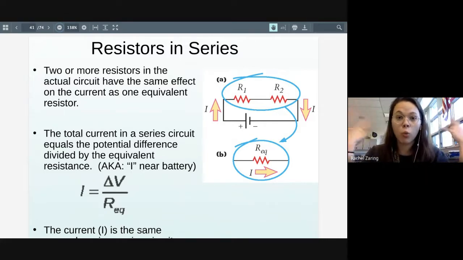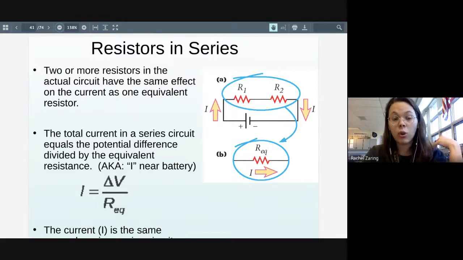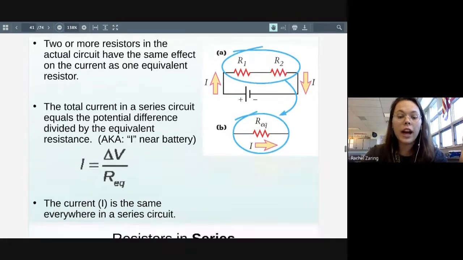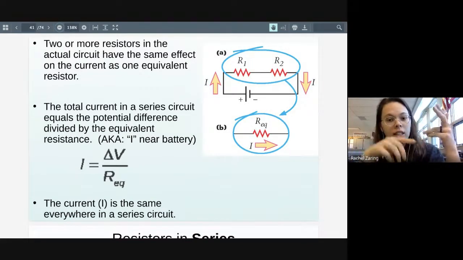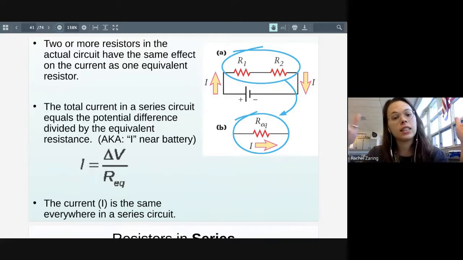So this is actually why current is the same everywhere, because current is only relatable to the potential difference and the equivalent resistance. So if we apply Ohm's law, which tells us voltage equals current times resistance, and we rearrange that to solve for current, so current equals voltage divided by resistance, we can then find what is that total current in the series circuit.